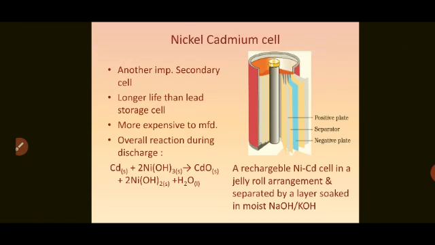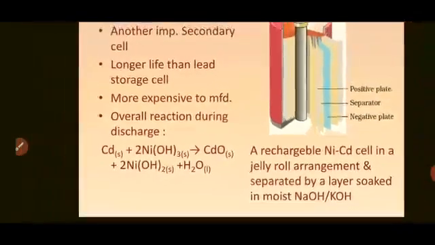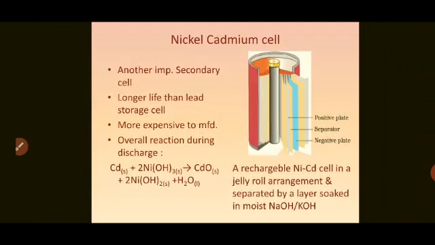Here, cadmium undergoes oxidation forming cadmium oxide and nickel hydroxide undergoes reduction, right? This is how the cell can be reused or recharged, right? Now approximately the voltage of this cell is 1.30 volt. Okay. Now what is used to separate the anode and cathode? That is a layer in moist NaOH or KOH.